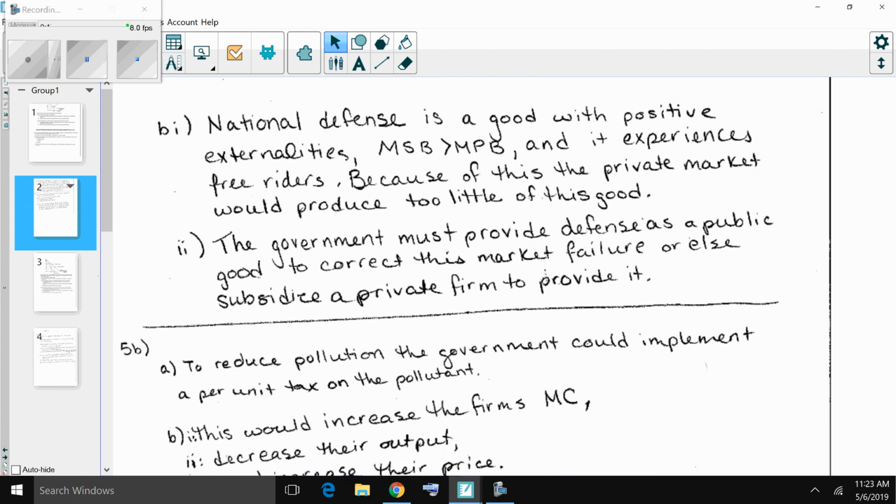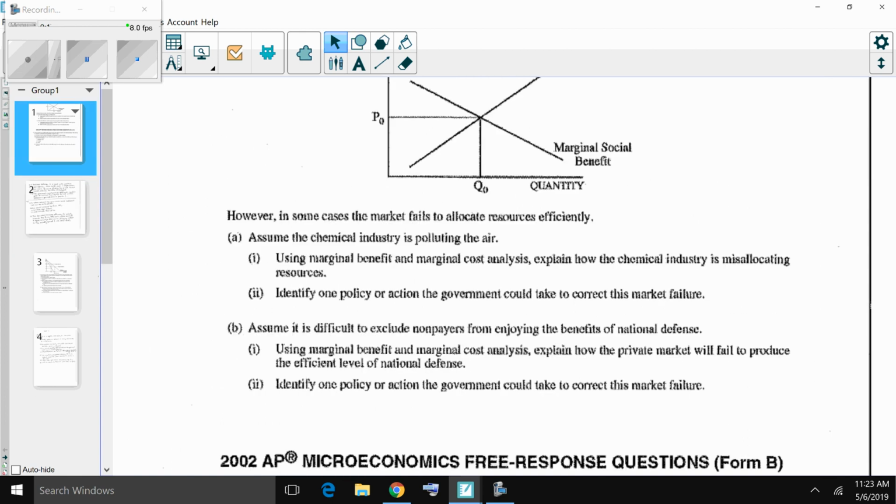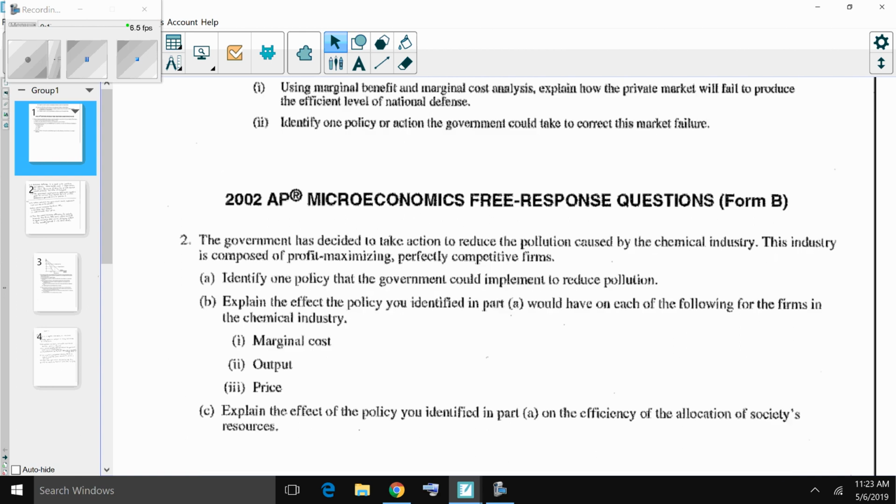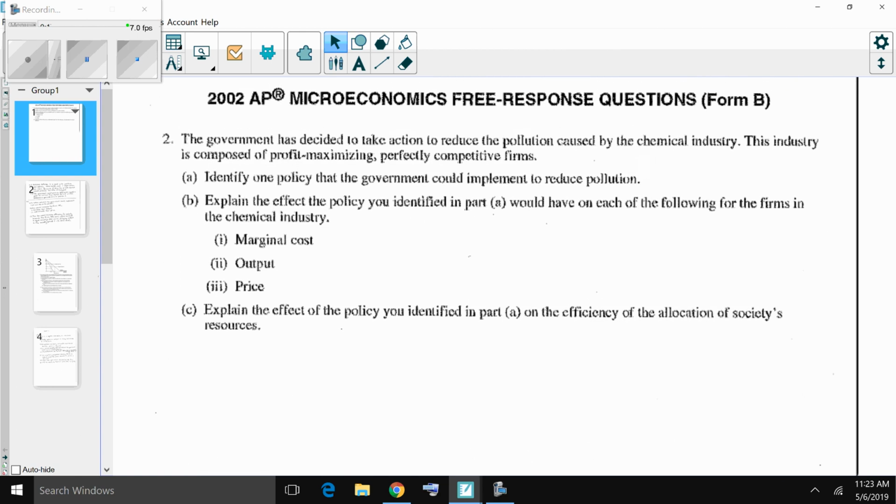Okay, the next question that we are looking at is also from 2002, AP Micro FRQ. The government has decided to take action to reduce pollution caused by the chemical industry. And this industry is composed of profit-maximizing, perfectly competitive firms. That means you have MR = D = AR = P equals MC, just so you know. Now 2A, identify one policy that the government could implement to reduce pollution, explain the effect of the policy on all of these things, and on efficiency.